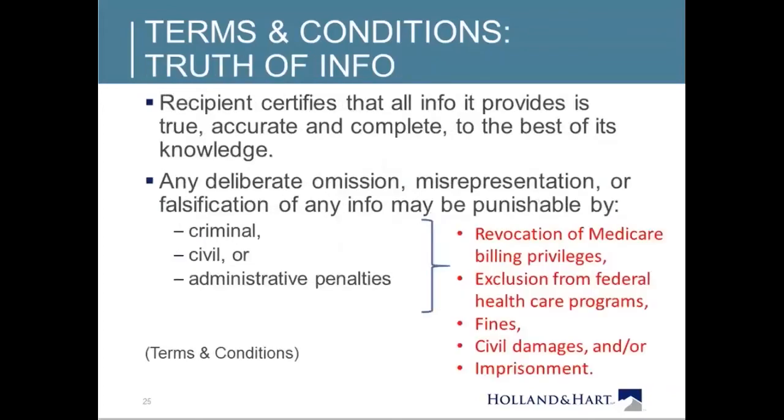As part of the terms and conditions, you certify that all the information you provide to the government is true, accurate, and complete to the best of your knowledge. That would be any statements or attestations that you make through the attestation process, any of the records that you submit through the attestation process, any of the statements that you make in the reports that you're going to have to submit to the government. You're going to need to make sure that all of that is 100% accurate. The government gives you fair warning in advance that any deliberate omission, misrepresentation, or falsification of any information may be punishable by criminal, civil, or administrative penalties. And we'll talk more about those penalties in a few minutes.